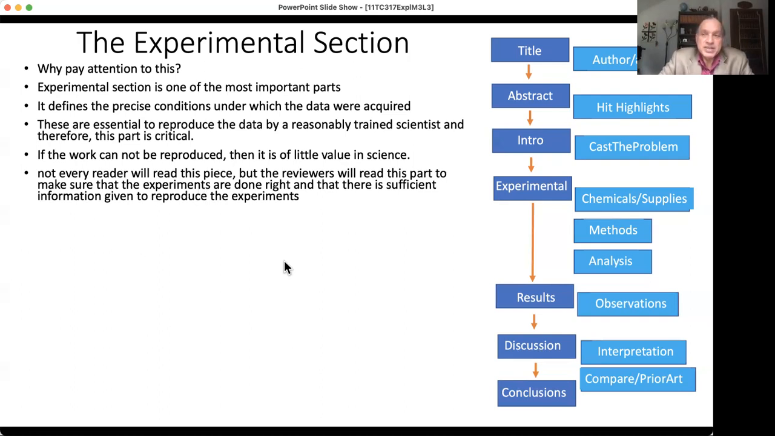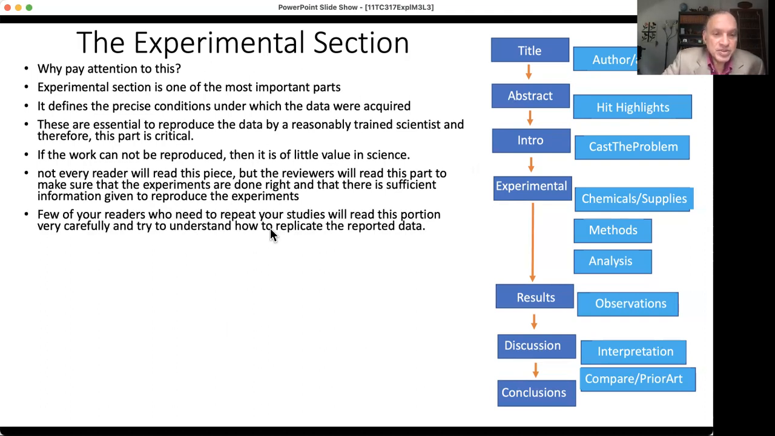And so that's the most important part, unfortunately, put away in some remote corner. Essential to reproduce data, so that if it cannot be reproduced, it's of low value in science. Not every reader will read this piece. This is the unfortunate thing, but they should. Reviewers will read this part to some extent to make sure the experiments are done right, that there is sufficient information to reproduce the experiment. We ask the reviewer when we send out a review, are there enough details to reproduce the experiment or not? And so they will look into this. So it's not that the reviewers will completely neglect it. At least a few of them really pay attention to it. So a few of your readers who need to repeat the studies will read this portion very carefully and try to understand how to replicate the data.